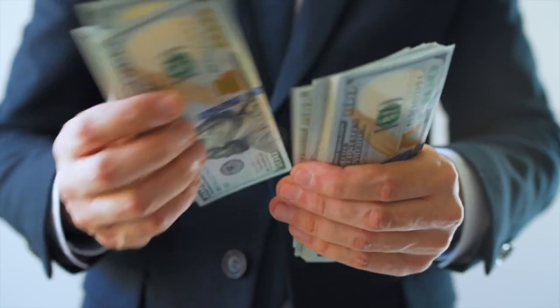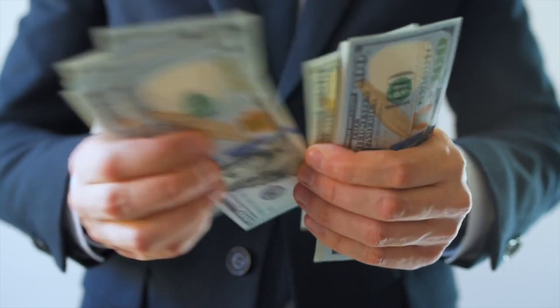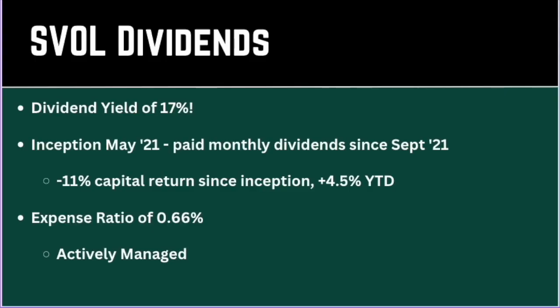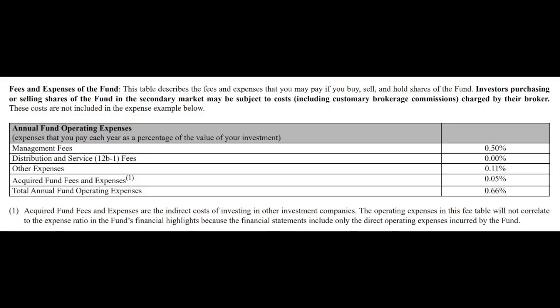SVOL has an expense ratio of 66 basis points, so that's going to be the annual fee of $66 for every $10,000 invested. But keep in mind, there's a ton of work going into managing this fund. It's actively managed, it's not passively managed, so they're not just buying and holding the S&P 500. So I do expect the expense ratio to be higher. I have seen some YouTubers report their expense ratio is 50 basis points, but they're not taking into account the other expenses, which can be found in their prospectus. So the real number is 66 basis points.